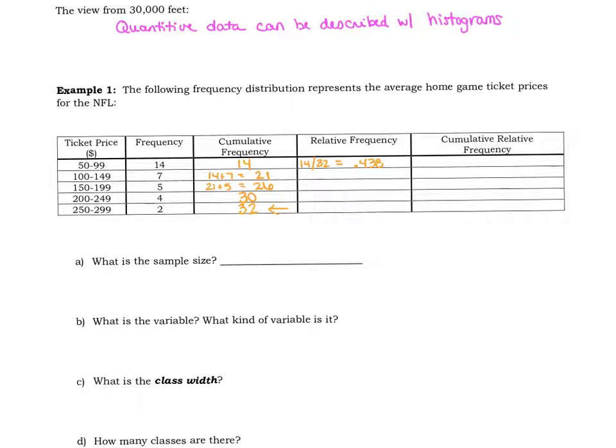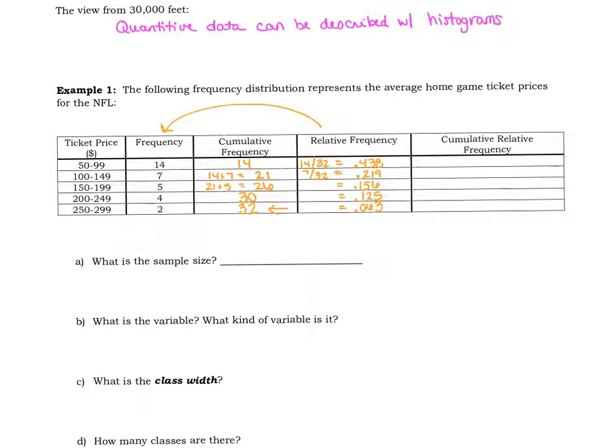Relative frequency for the next category. Not cumulative frequency: relative frequency is related back to the frequency. So we would have 7 out of the 32 total teams, 0.219. Then continue down the way: 5 out of 32 is 0.156, then 4 out of 32 is 0.125, and then 2 out of 32 is 0.063. Again, relative frequency is related to frequency.